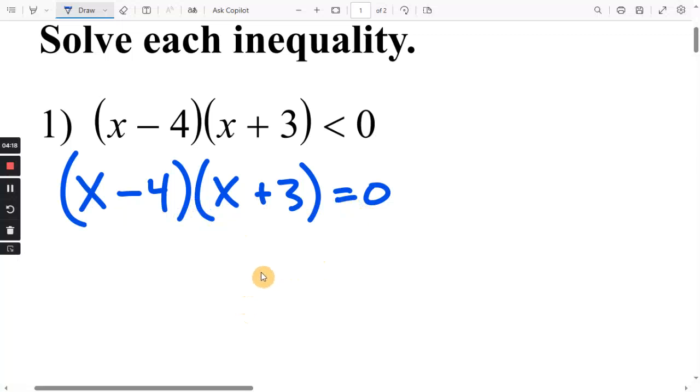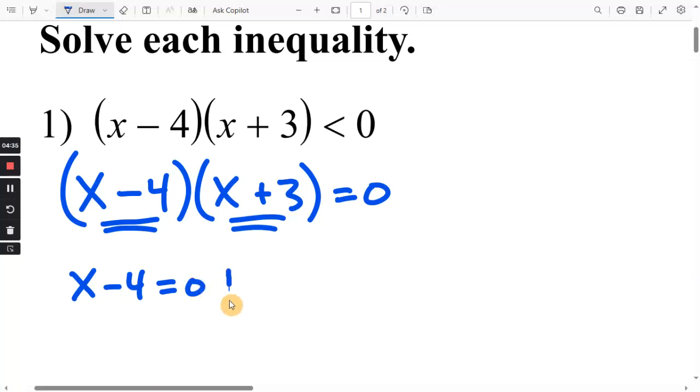We know anything times 0 equals 0. So if this equals 0, it works. And if this equals 0, it works. So either one of these can equal 0 for the whole thing to equal 0. All right, so this is x minus 4 equals 0. And we also want to do x plus 3 equals 0.